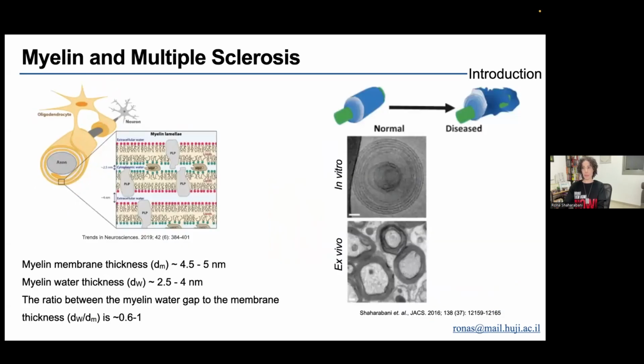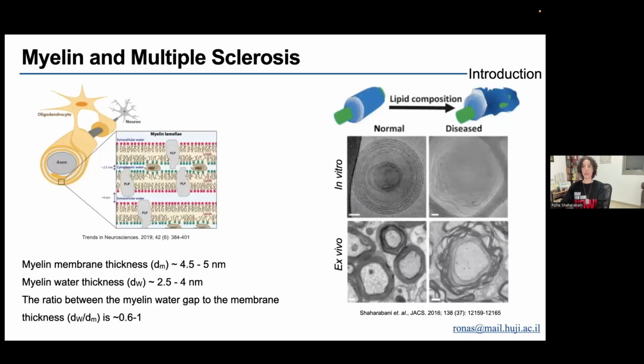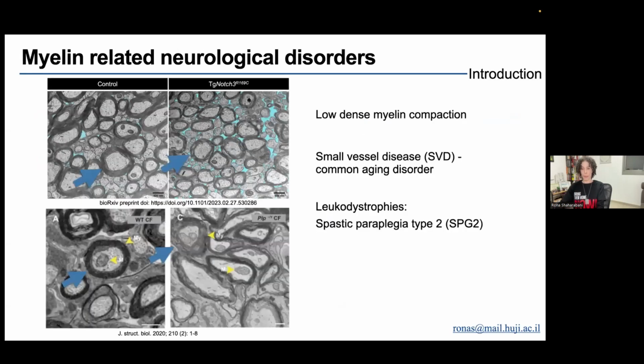Ex vivo and in vitro experiments show that in the healthy state, the myelin has a compact structure with a consistent water gap thickness. It has been suggested that in multiple sclerosis, the membrane undergoes undulations, resulting in larger gaps between the membranes. Now, this feature was overlooked and was never measured before in vivo. Like multiple sclerosis, other neurological disorders can exhibit the same membrane undulation in the myelin. Both small vessel disease, which is highly common in increasing age, and leukodystrophies, a group of rare genetic disorders, exhibit low myelin compaction, as can be seen from the TEM images.